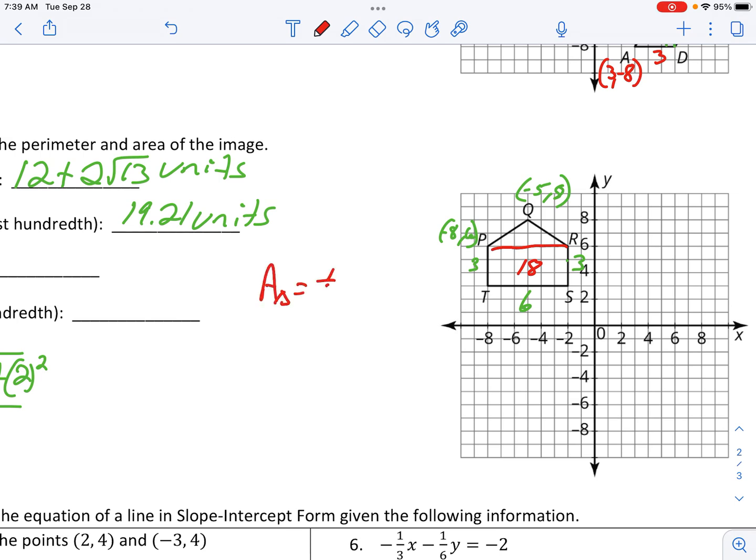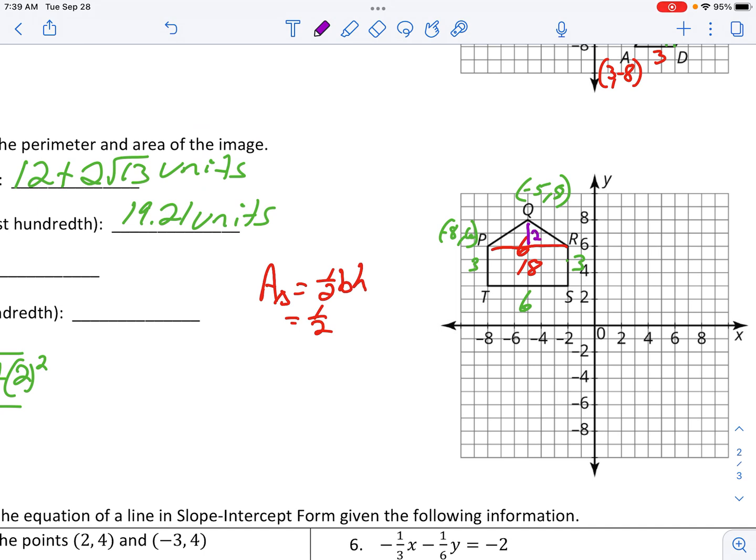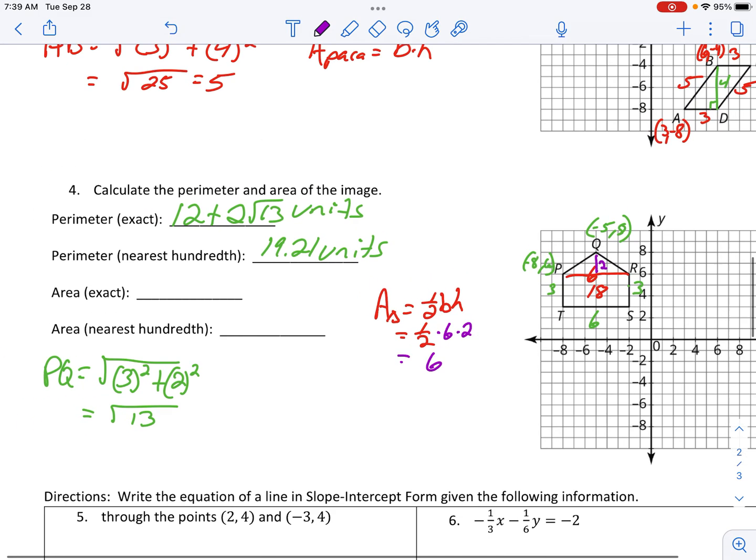So for the area of that triangle, again, the base and the height need to be perpendicular to one another. We got a base of 6, and then we can go in and see the height of 2 right there. So base of 6, height of 2 gives me 6. So then 18 plus 6 is going to give me that area. 18 plus 6, the rectangle, plus the triangle. So that gives me what? 24 square units. Nothing to do with the 100.